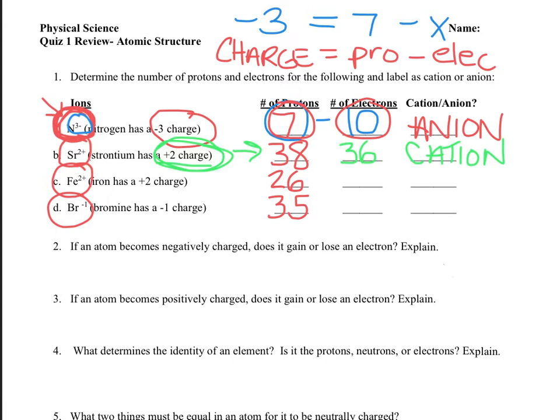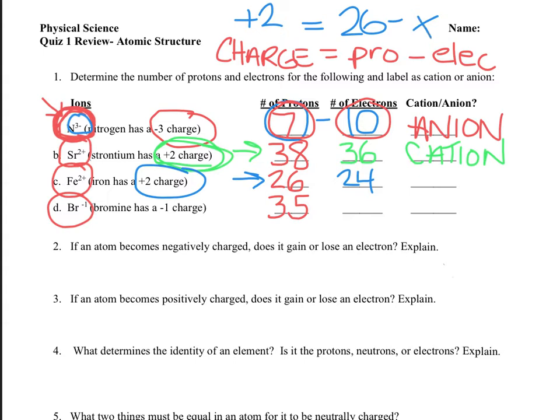If we look at our next problem, iron has 26 protons, and it has an overall +2 charge. That means we have to have 2 more protons than electrons. So you should only have 24 electrons. Double check, just plug it into your equation. If the charge on iron is +2 and you have 26 protons, 26 minus what gives you a +2 charge? It's got to be 24. And since it's positively charged, we're going to call that a cation.